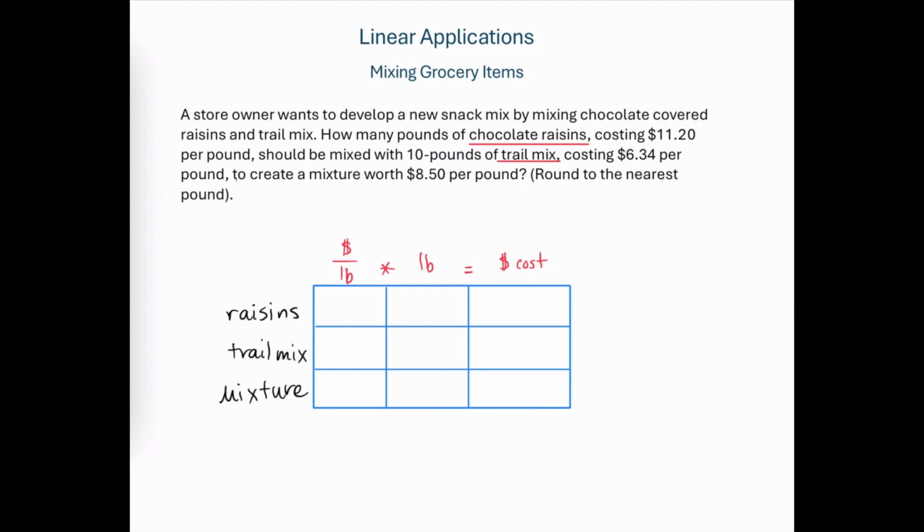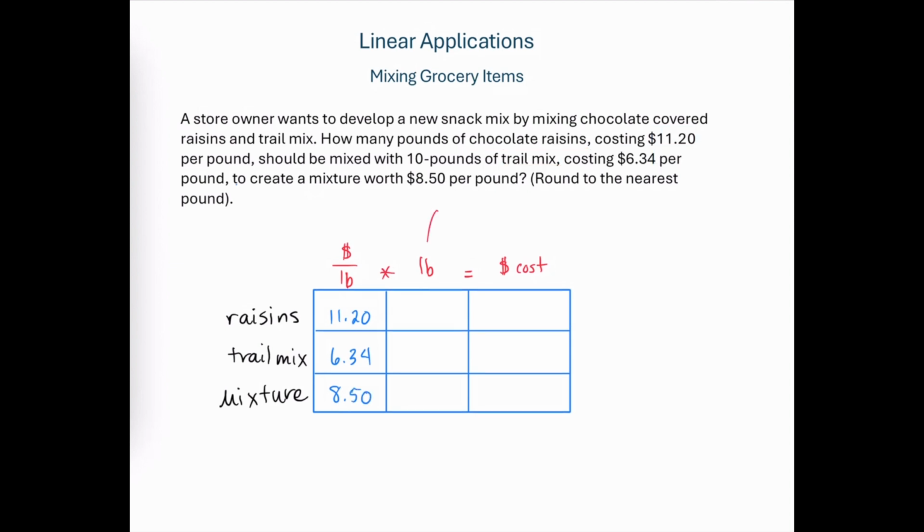The chocolate-covered raisins cost $11.20 per pound, so that's what's going to go into the price per pound cell in the raisins row. The trail mix costs $6.34 per pound, so we put that in the price per pound for the trail mix. We're also told that we want to create a mixture that's worth $8.50 per pound, so let's put $8.50 in the price per pound for the mixture.